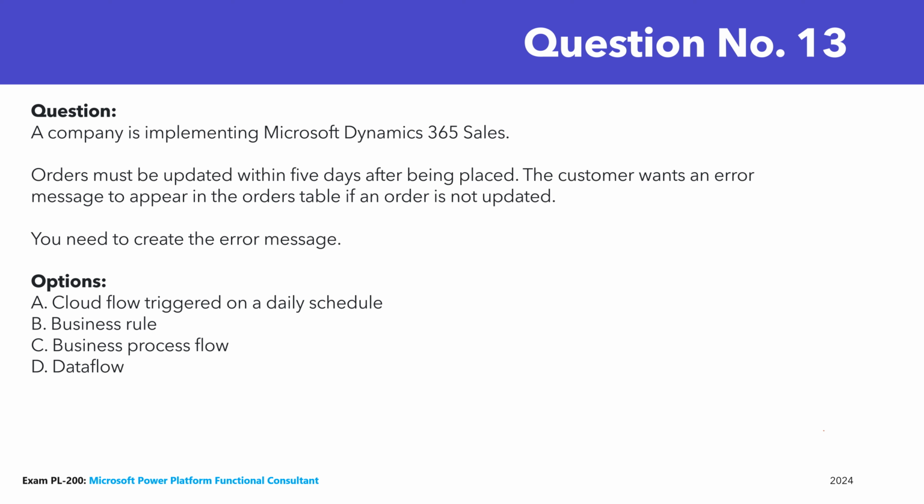Question: a company is implementing Microsoft Dynamics 365 Sales. Orders must be updated within 5 days after being placed. The customer wants an error message to appear in the orders table if an order is not updated. You need to create the error message. Options: A. Cloud flow triggered on a daily schedule. B. Business rule. C. Business process flow. D. Data flow.